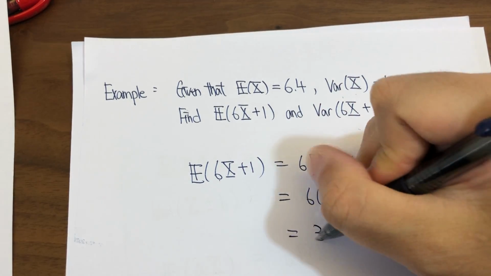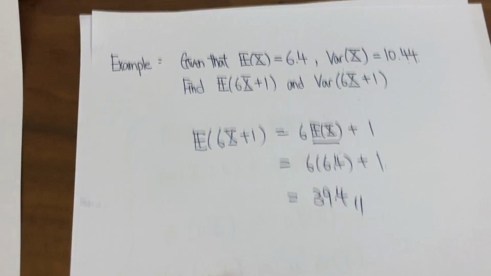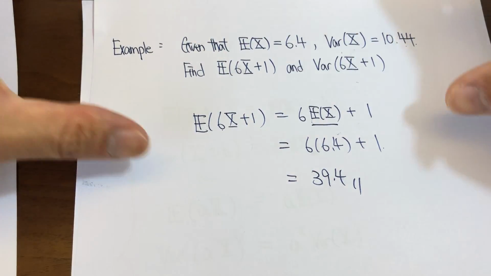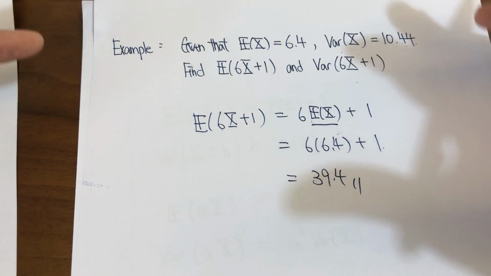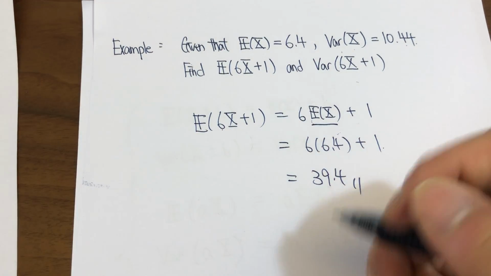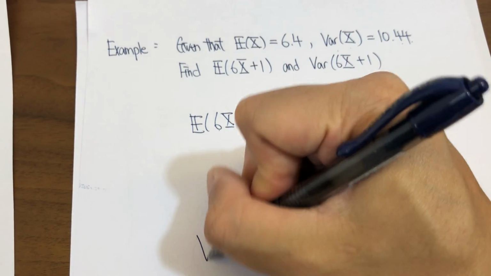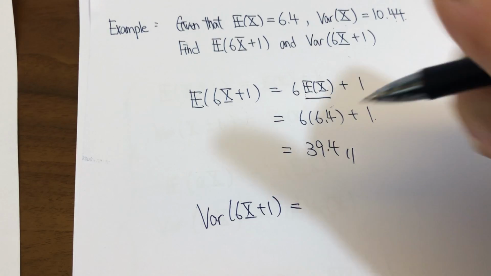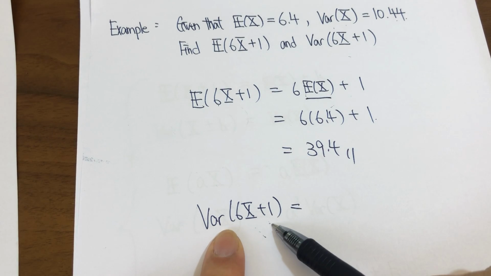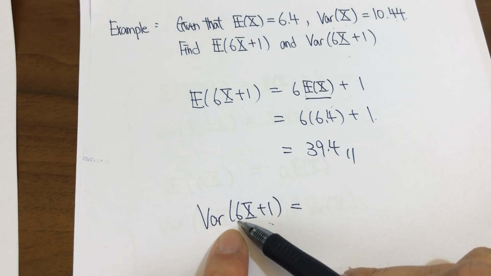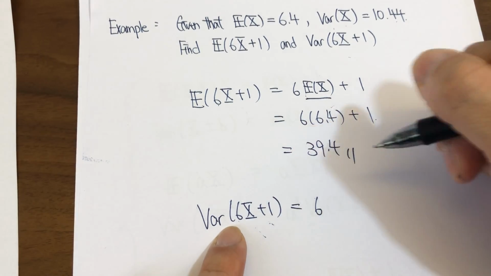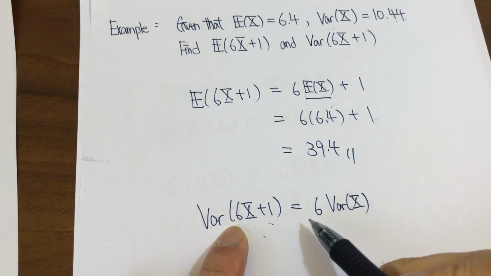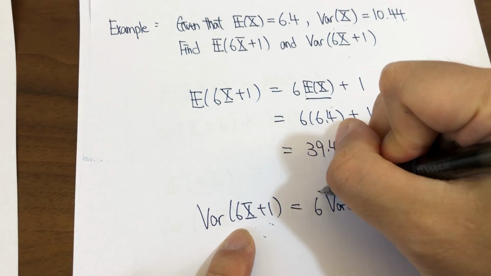So that is 39.4. Okay. So by using this method, we do not need to draw a table and start from scratch. Now, what about the variance of 6x plus 1? Are you able to simplify this? First of all, what to do with the constant 6? Is it just 6 times the variance of x? Do I miss anything? Don't forget to put a square.